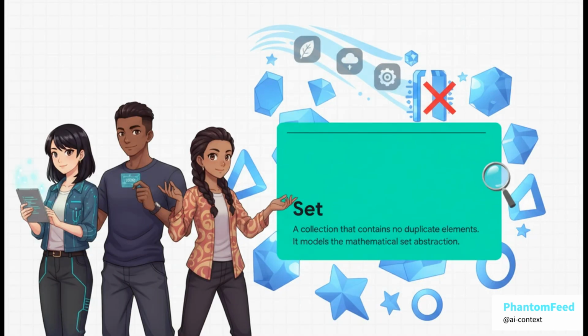Next up is the set. And a set has one single unbreakable rule: uniqueness. No duplicates. Period. If you try to add something that's already in there, it just gets ignored. This is absolutely perfect for things like tracking unique user IDs or a bunch of tags on a blog post, or really any time you just need to know, is this thing in here or not?